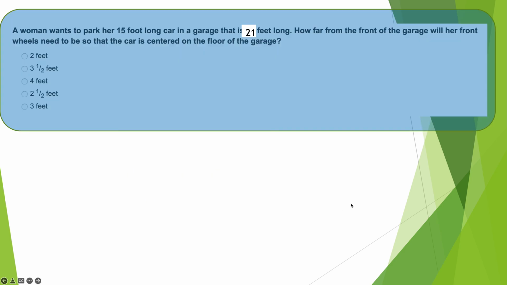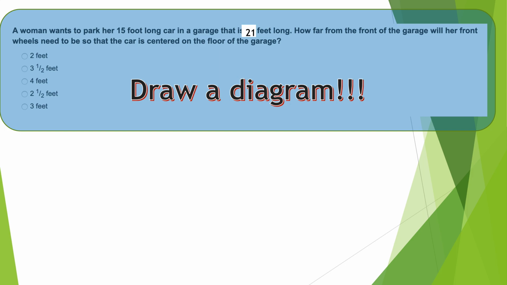There you go. A woman wants to park her 15-foot long car in a garage that's 21 feet long. We already talked about how we're going to assume that the wheels are at the very end of the car. How far from the front of the garage will her wheels need to be so the car is centered on the floor of the garage? Again, they might as well say how far does the front of the vehicle need to be. Okay, draw a diagram. Go ahead.